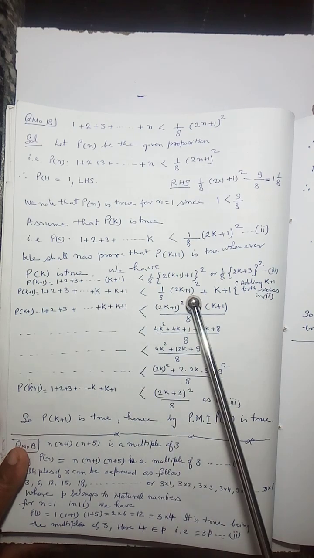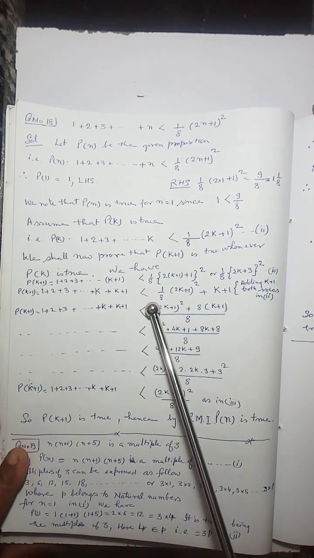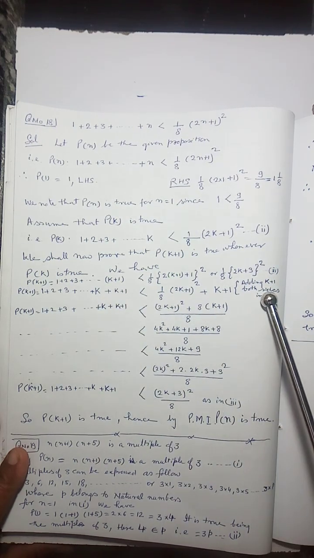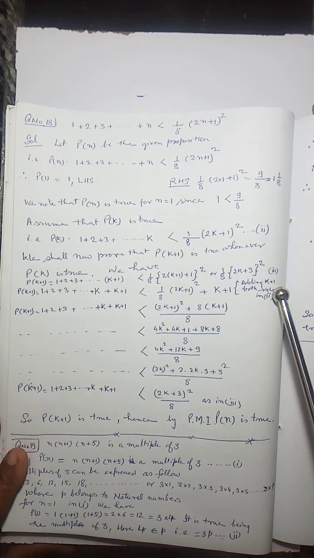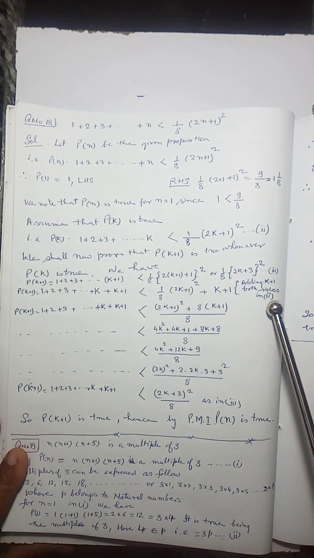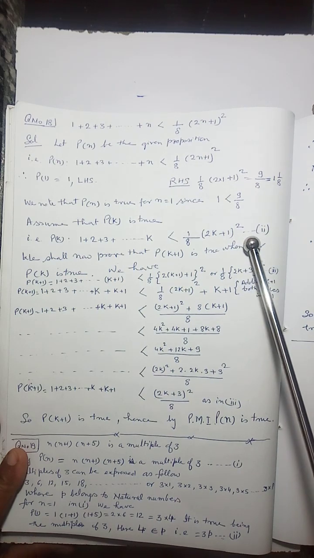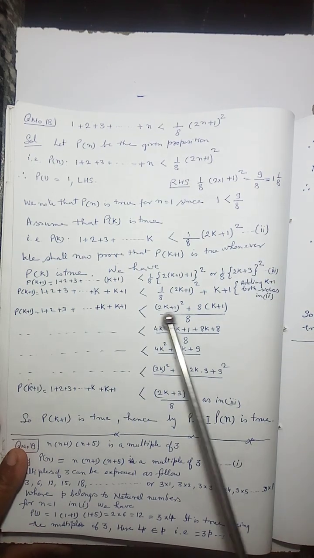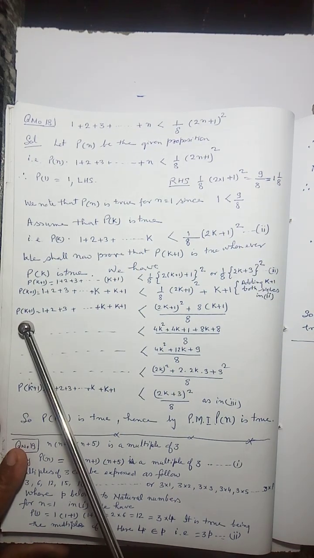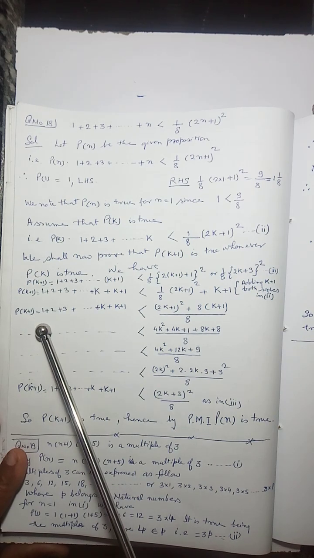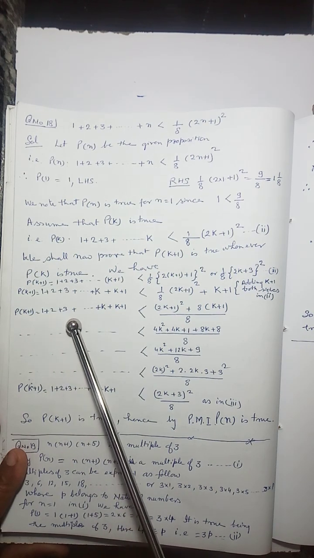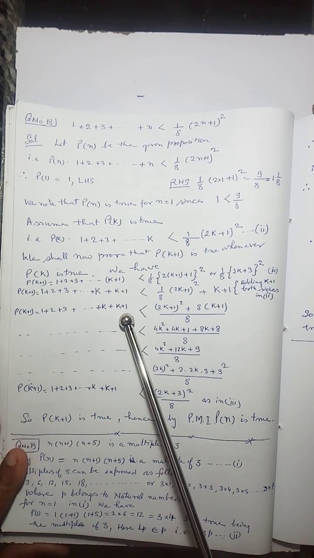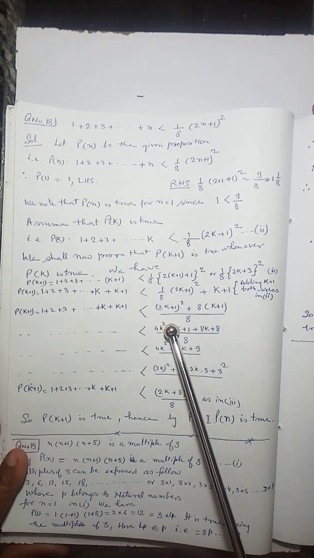on adding k+1 on both sides. You see I have written here, adding k+1 both sides in the second. Now P(k+1), that is 1 plus 2 plus 3 plus ... plus (k+1), can be written like this.